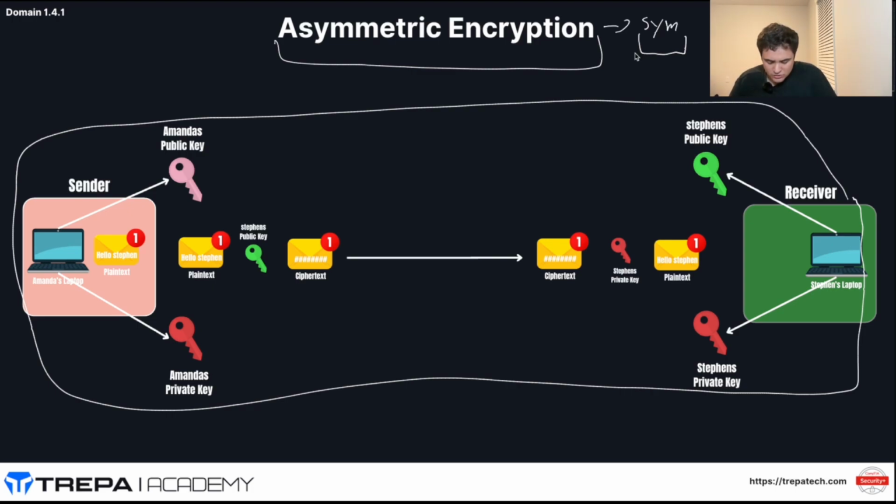So here's how it works. My private keys have to stay local. We know that. They're not going to go anywhere. We're not sending those anywhere. What we can do, though, is I can take Steven's public key and combine it with Amanda's private key. And that's going to create a new shared secret key.